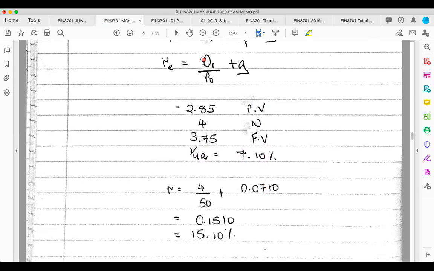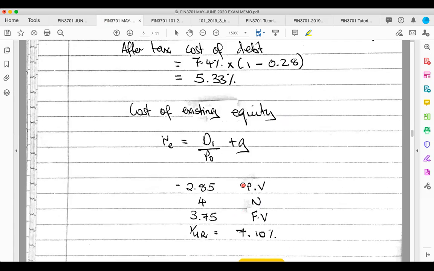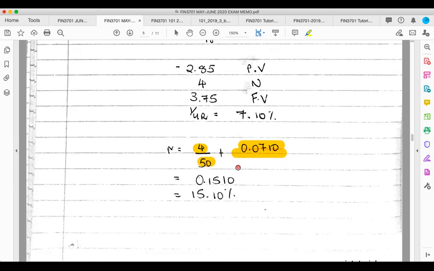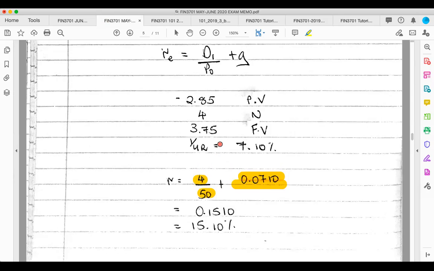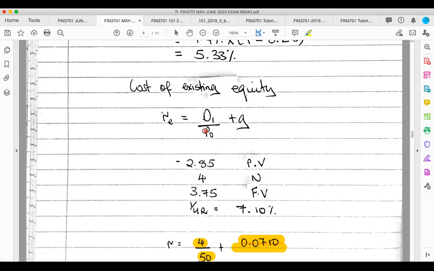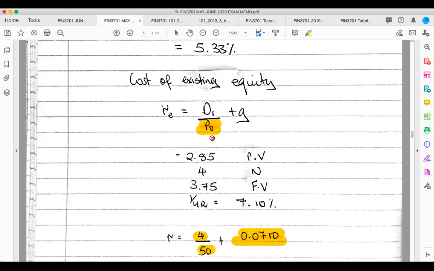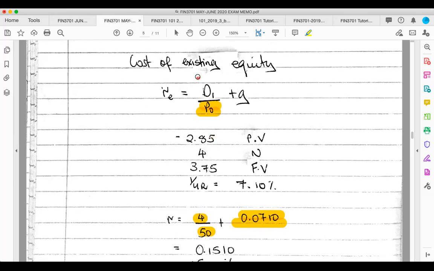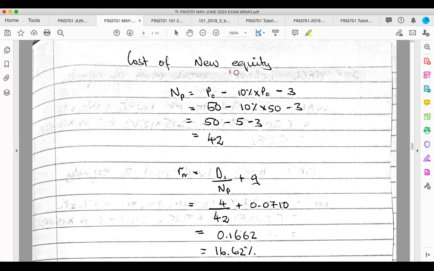So once we have the growth rate, we can take our expected dividend of 4. We can take our price of 50, and then we can add the growth rate. So here I was determining the cost of existing ordinary shares, 15.10%. This is the cost of existing ordinary shares. So remember, if we determine the cost of existing ordinary shares, we just take the price of the share as it is. However, whenever you're dealing with the cost of equity in the exam, always calculate the cost of existing equity, which is the cost of retained earnings, as well as the cost of new equity.